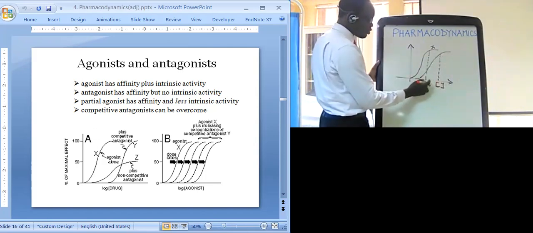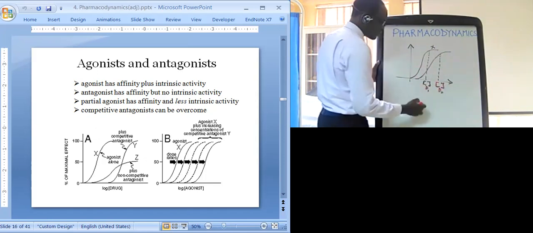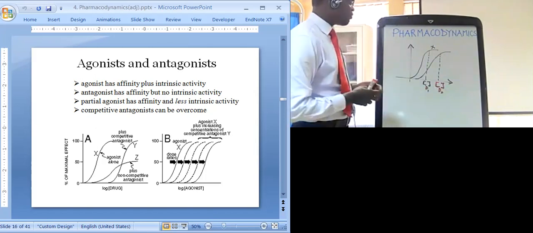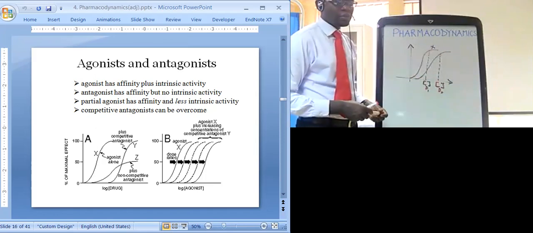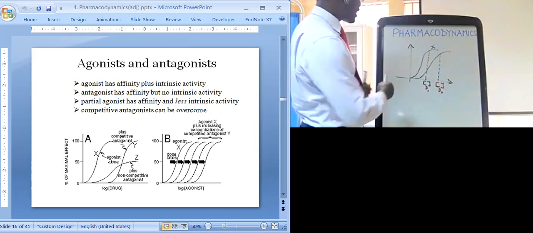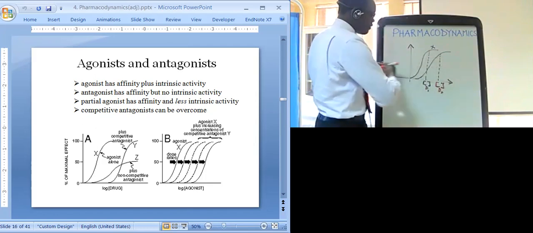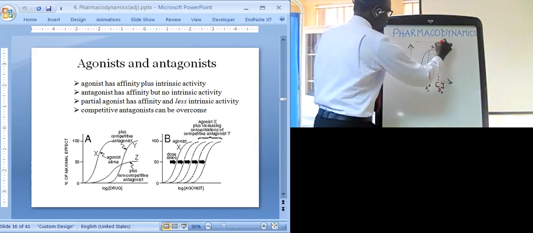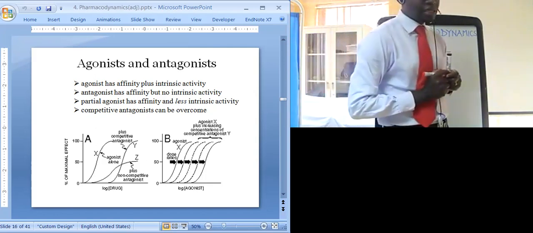This was the original dose, maybe D1, and then this becomes D2. That is the dose you need to give for the initial drug, the agonist, to bring about a maximum response. So with successive giving of an antagonist, the graph or the reaction is shifted to the right, as you can see in that diagram.